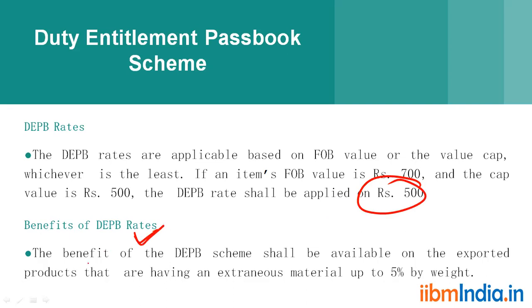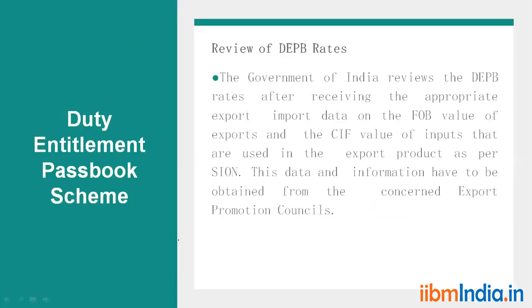Benefit of DEPB rate. The benefit of the DEPB scheme shall be applicable on exported products that have extraneous material up to 5% by weight. Again, the benefit of the DEPB scheme shall be available on export products that have extraneous material up to 5% by weight.